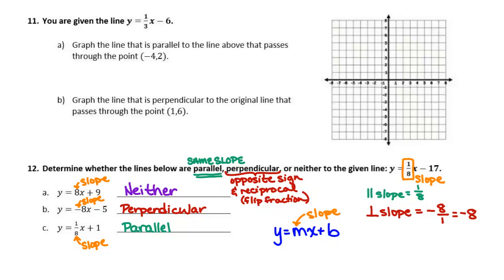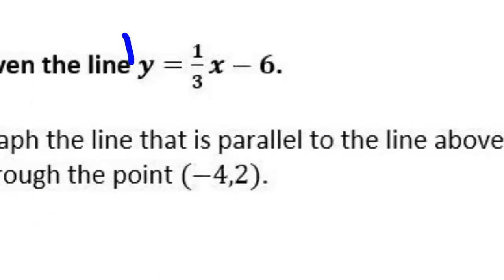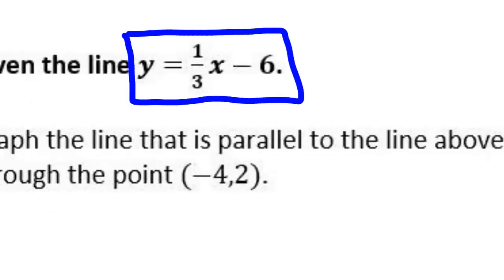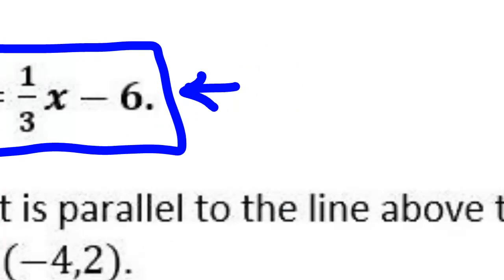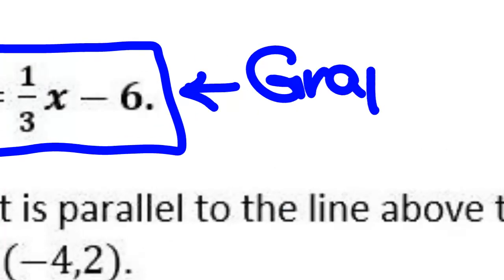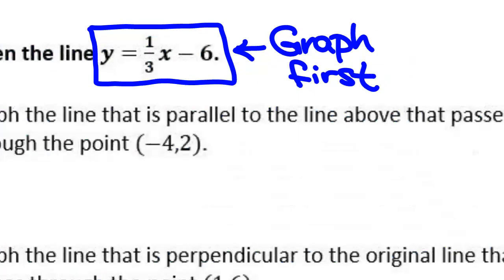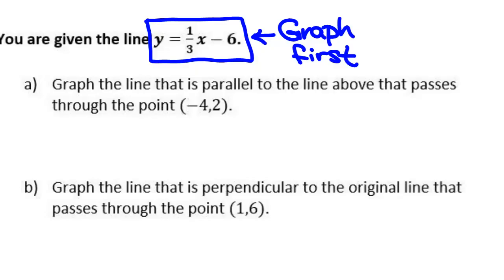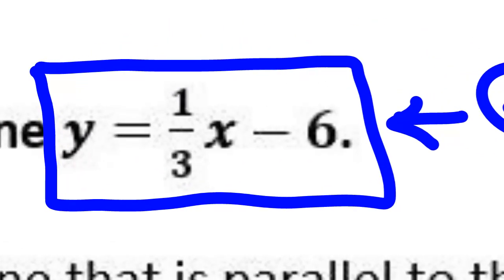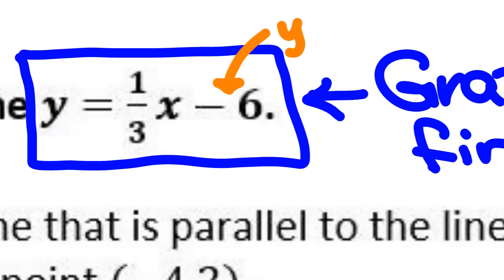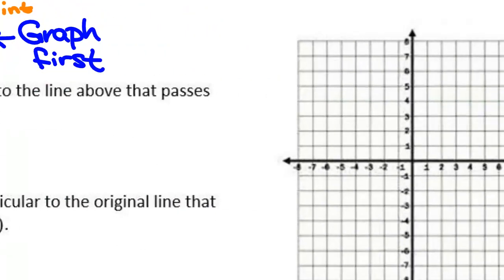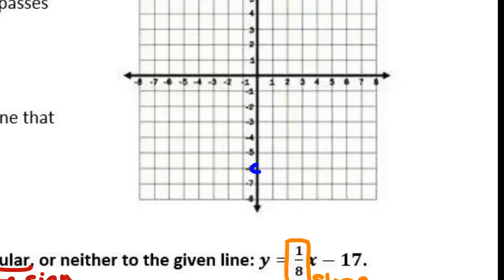You are given the line 1/3 x minus 6. Before I even go on and read the other parts of the problem, I am going to graph this line. What's the first point I put down if I'm going to graph that line? -6. And it goes where? On the y-axis. This is my y-intercept. So I put -6 on the y-axis, right down here.